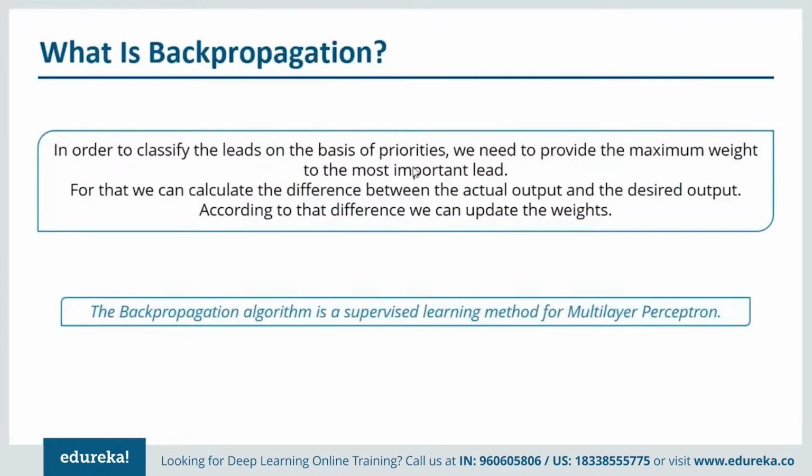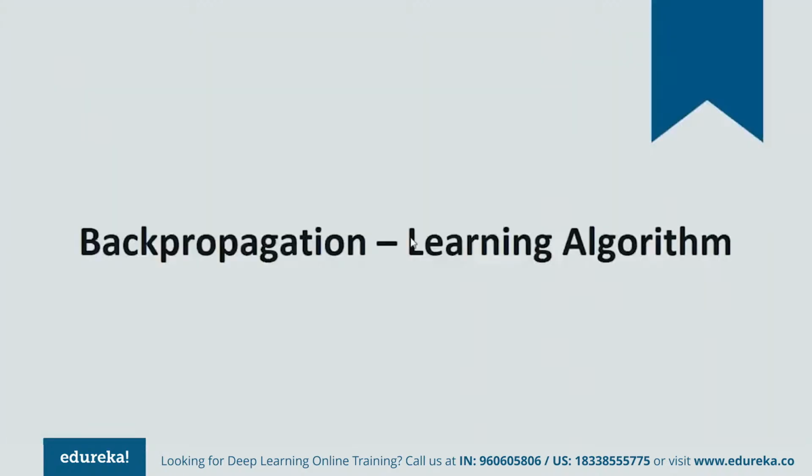So in order to classify the leads on the basis of priorities, we need to provide the maximum weight to the most important lead. And how are we going to do that? We're going to compare the actual output and the desired output, and according to the difference, we're going to update the weights. So what is backpropagation? Backpropagation is nothing but a supervised learning algorithm for multi-layer perceptron. Now let us understand what exactly this algorithm is.